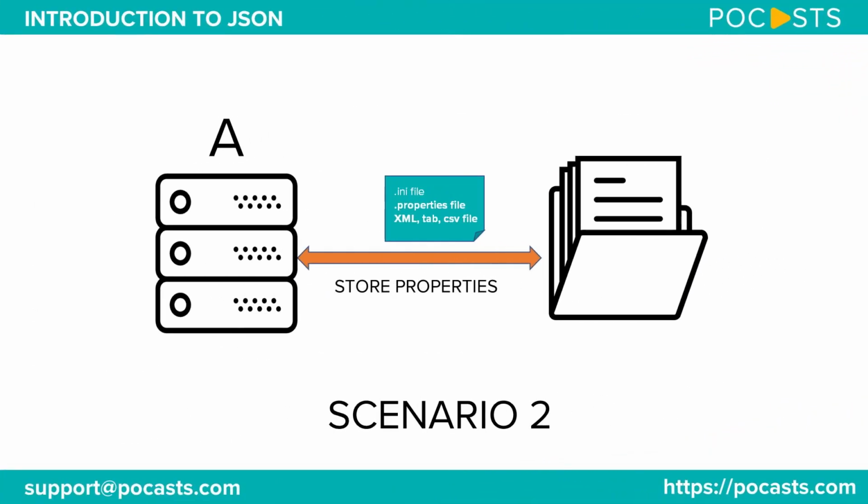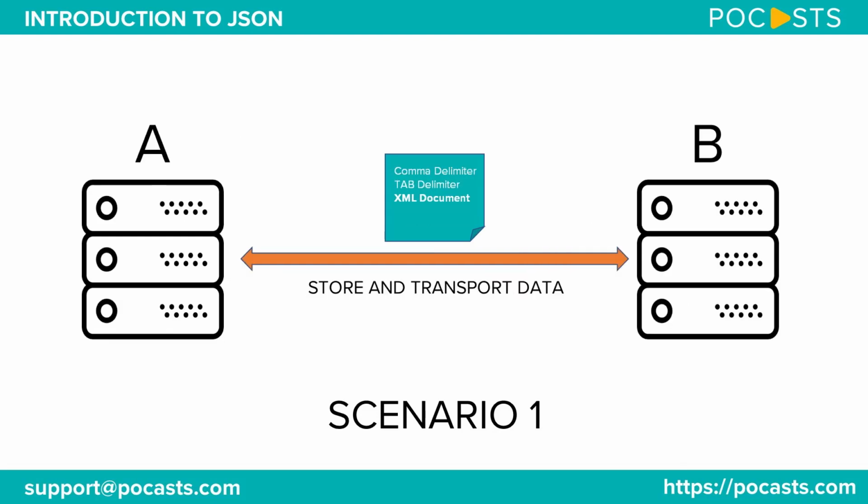Scenario 2, system A wants to save some data for future reference, like a configuration file or user settings. Then system A can use .ini files or .property files to save the configuration or the user settings of the system. Okay, so systems store data or exchange data over the network with other systems, and we have seen different formats, like tab delimited, comma delimited, .ini, .property and XML files.